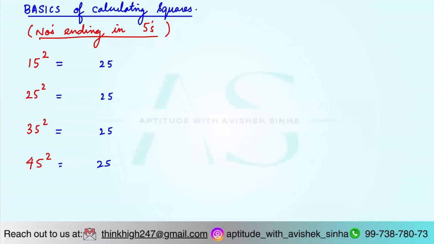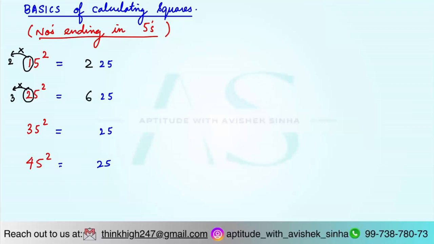Next, you see here you have 1. Add 1 to it, you will get 2. Always you have to add 1. What is 2 into 1? 2. So 15 square is 225. Again, I'm repeating. Please pay attention. You have 2 here. Add 1, you get 3. What is 3 into 2? 6. So this becomes 625.